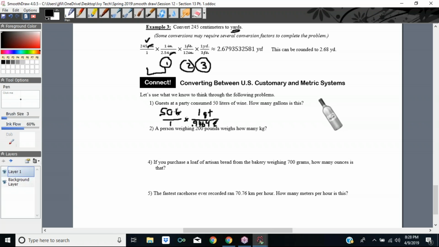Now that gets us to quarts, but that's not what we're trying to find. We're trying to find gallons, so we need to multiply the conversion for quarts and gallons, and we know that 4 quarts is 1 gallon. Notice how quarts are on the bottom so that they cancel out. We're left with gallons. And let's see, Kelsey got 13.2. Did anybody else get the same?